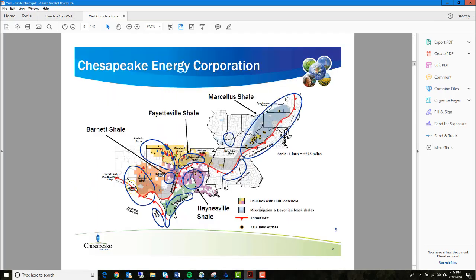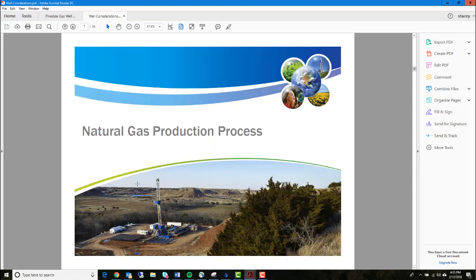All right, here's a more detailed map of it showing some in that area. You can see the different areas and showing where a lot of the rig work is. Here we're down into the Eagle Ford, the South Texas area. Now the big one is into the Permian Basin, and in deeper holdings into the Wolfcamp now.